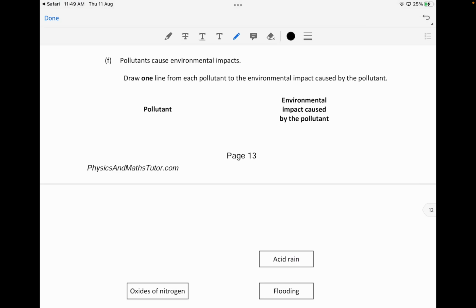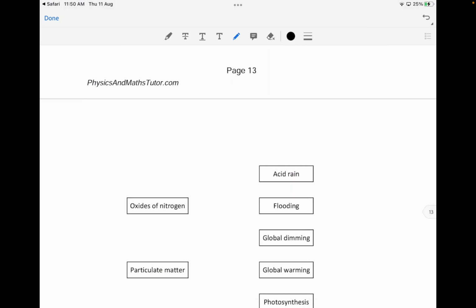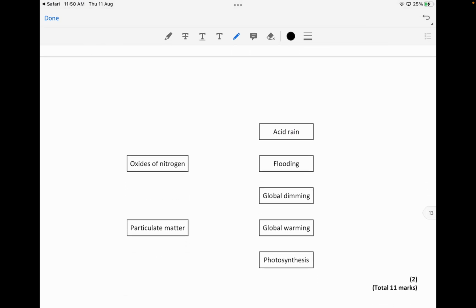Pollutants cause environmental impacts. You have to draw 1 line from each pollutant to the environmental impact caused by the pollutant. You can see that oxides of nitrogen causes acid rain, particulate matter causes global dimming. Now these are going to be 2 lines for 2 marks. Alright, let's move on to the next question.